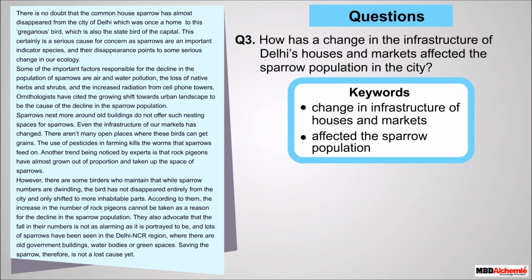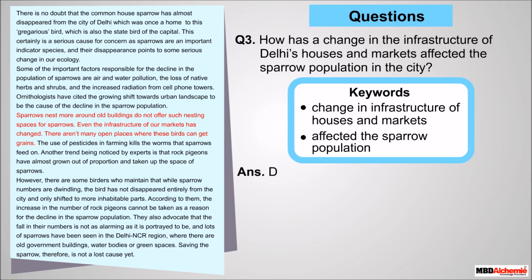Let us look for the keywords in the passage and read the surrounding text to check if it provides relevant information. Look at this part of the passage. Here we see something written about houses and markets. This part also provides us with the answer to the second question.